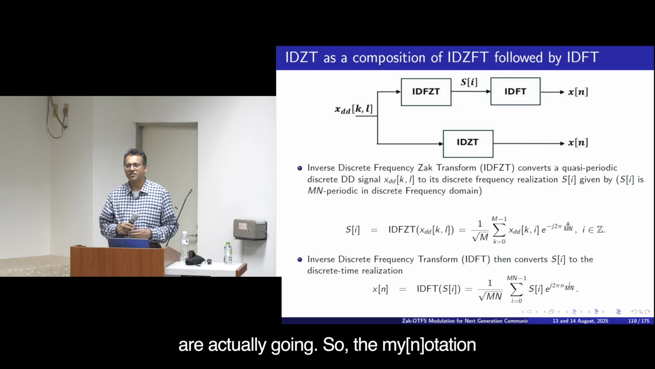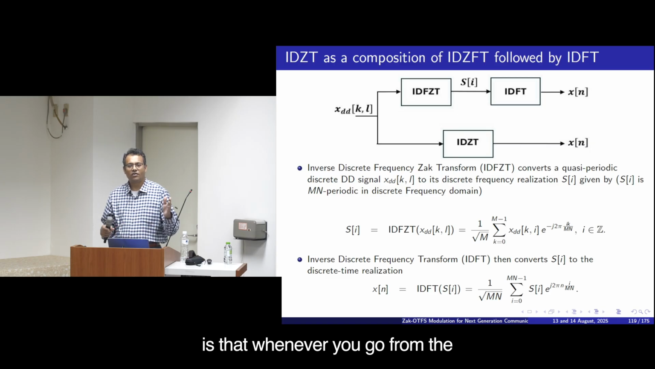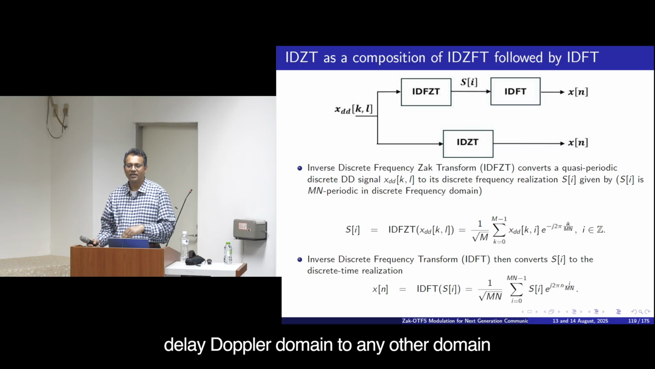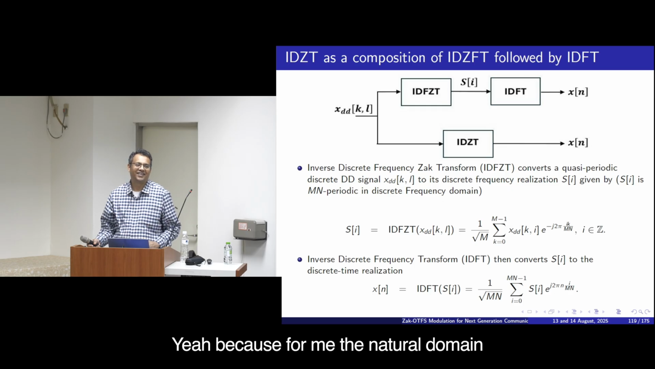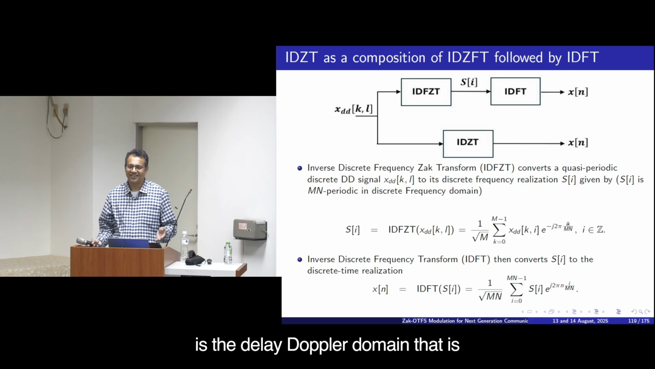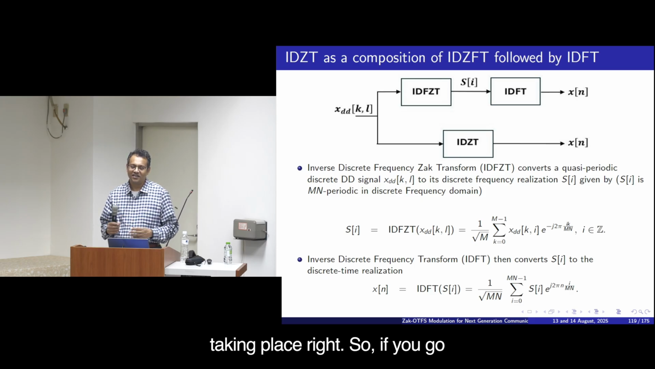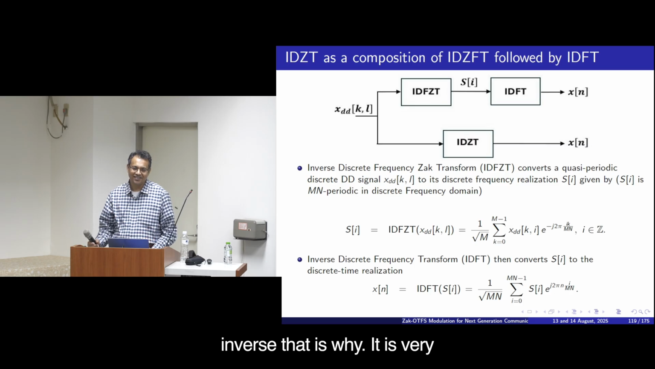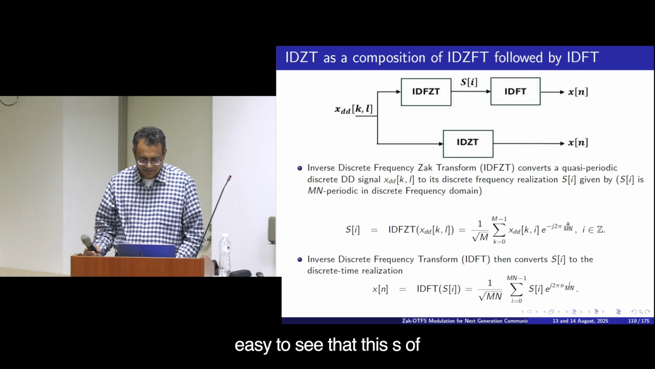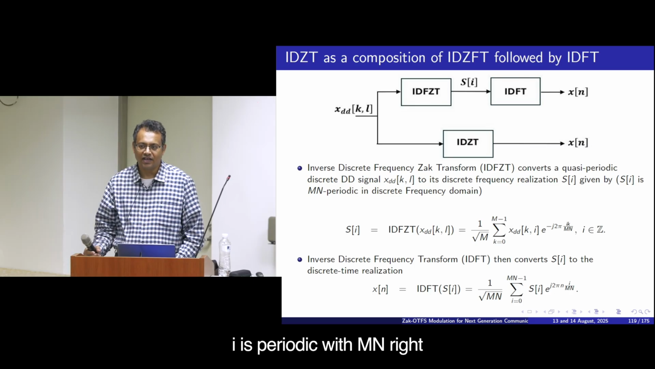So my notation is that whenever you go from the delay Doppler domain to any other domain, I put an inverse there. Because for me the natural domain is the delay Doppler domain. That is where all the design and action is taking place, right? So if you go to any other domain, I just put inverse. That's fine. It's very easy to see that this S of I is periodic with MN, right?